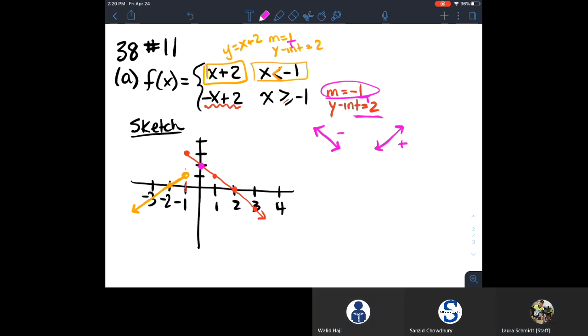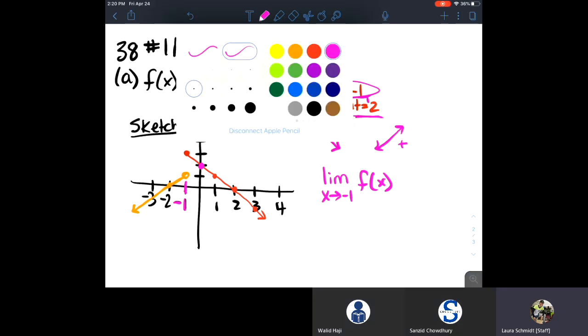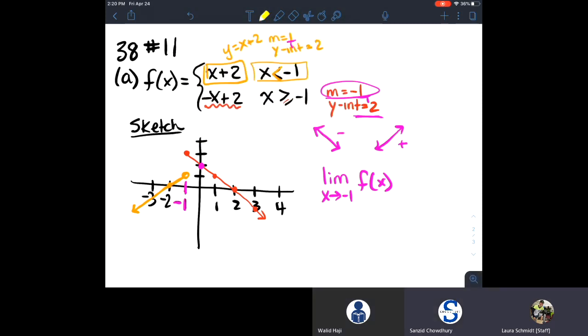So it says determine the indicated limit if it exists. Right, so it wants to find out the limit as x approaches negative 1 of our function. What do you guys think? Does the limit exist? No, you're right, because the two lines don't meet at negative 1, 1.